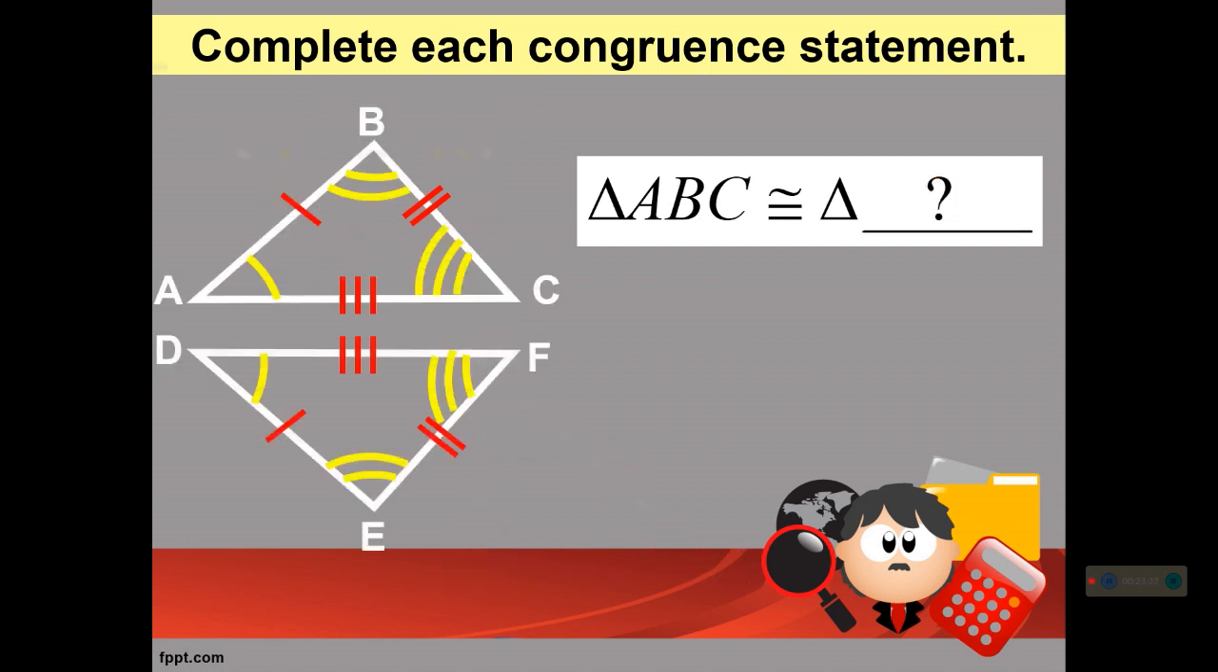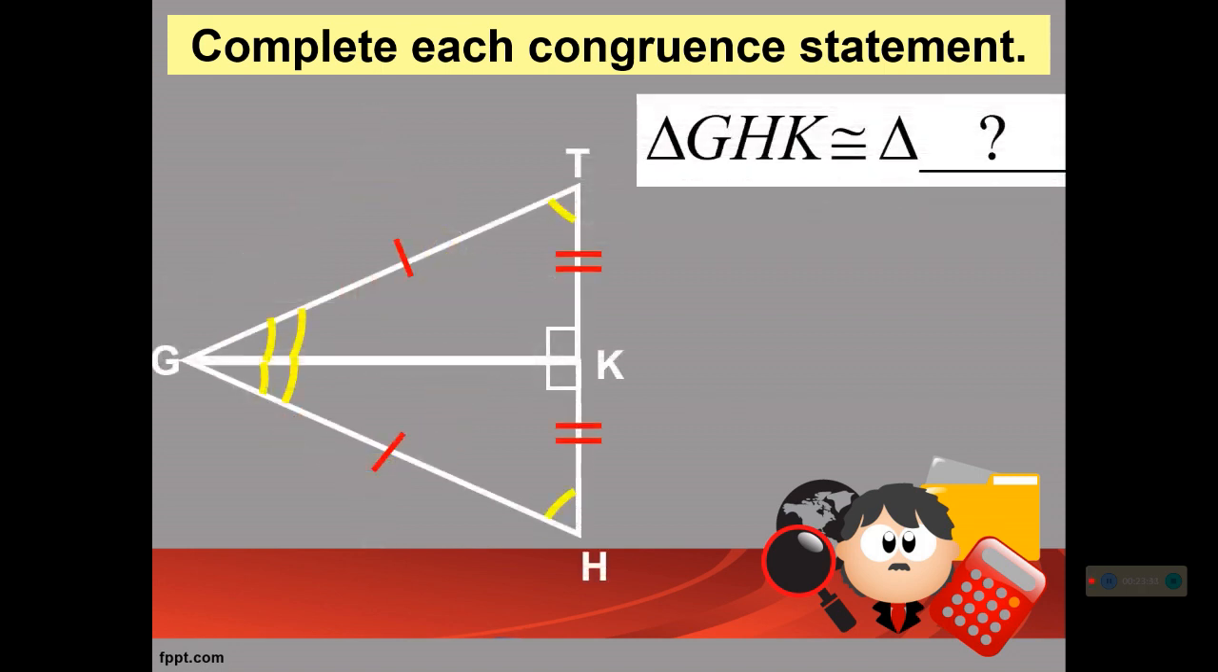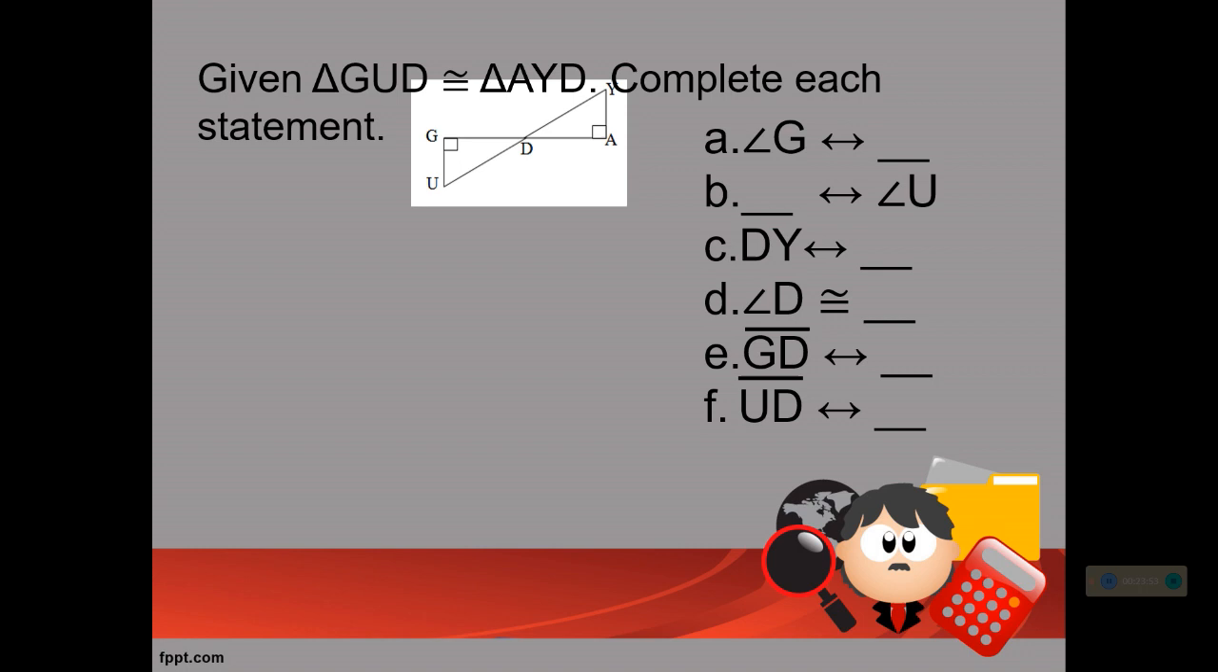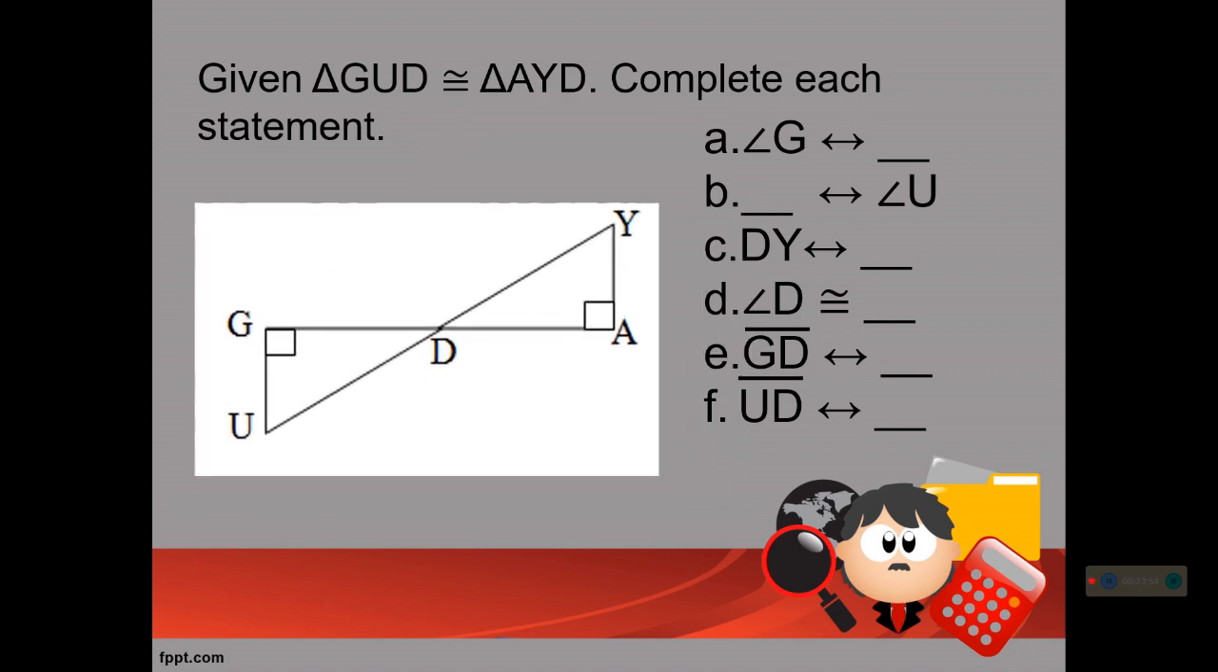Okay, next, let's have this one. Triangle ABC is congruent to triangle what? That's correct, triangle DEF. How about this one? Triangle GHK is congruent to what? Yes, that is triangle GTK. That's correct. So let us use the concept of congruence and correspondence in answering this slide.